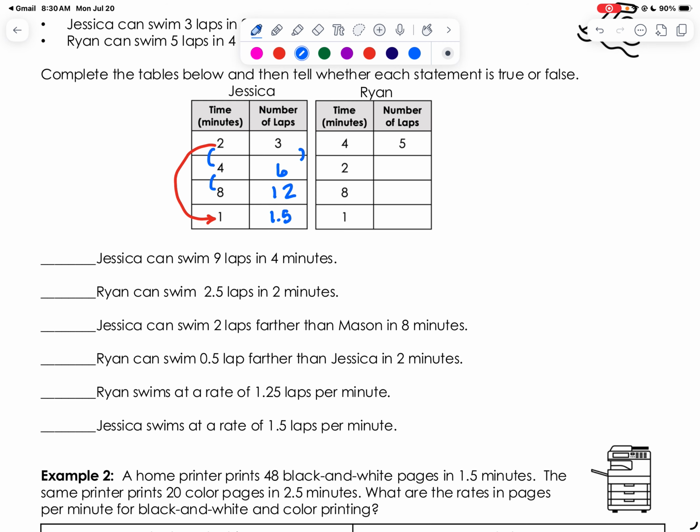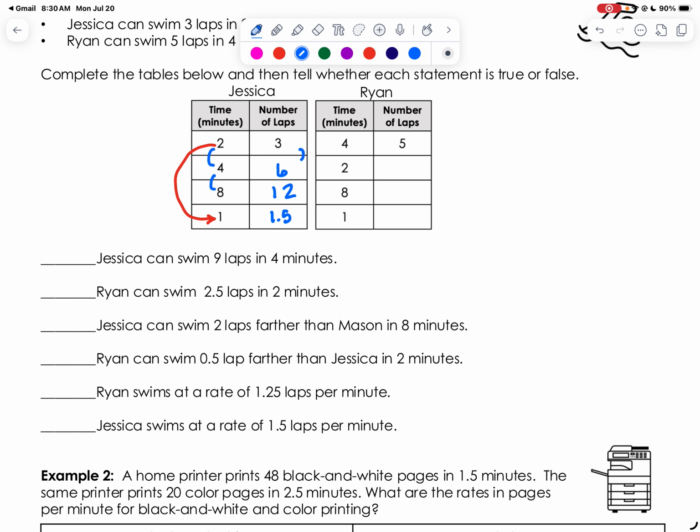Ryan can swim 5 laps in 4 minutes. Pause the video and try to complete this table on your own. When you're finished, press play and check your answers. All right, welcome back. Let's see how you did.